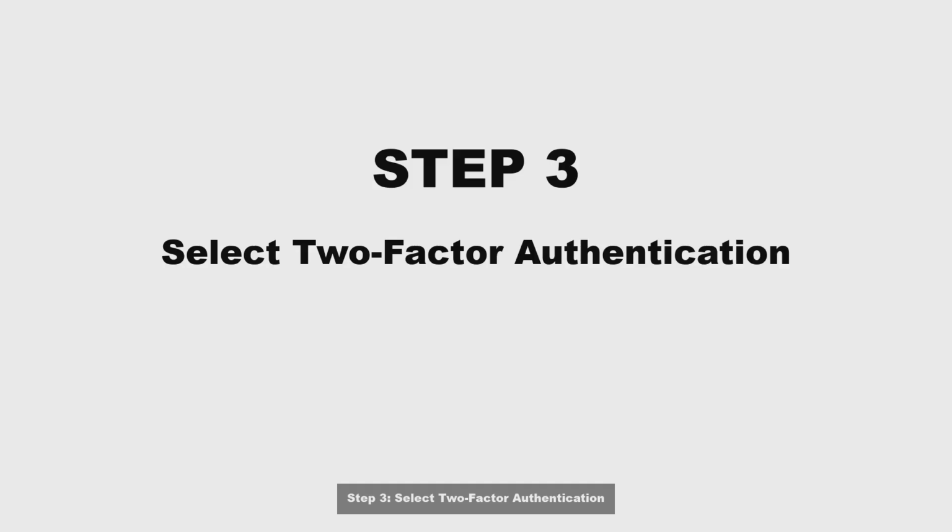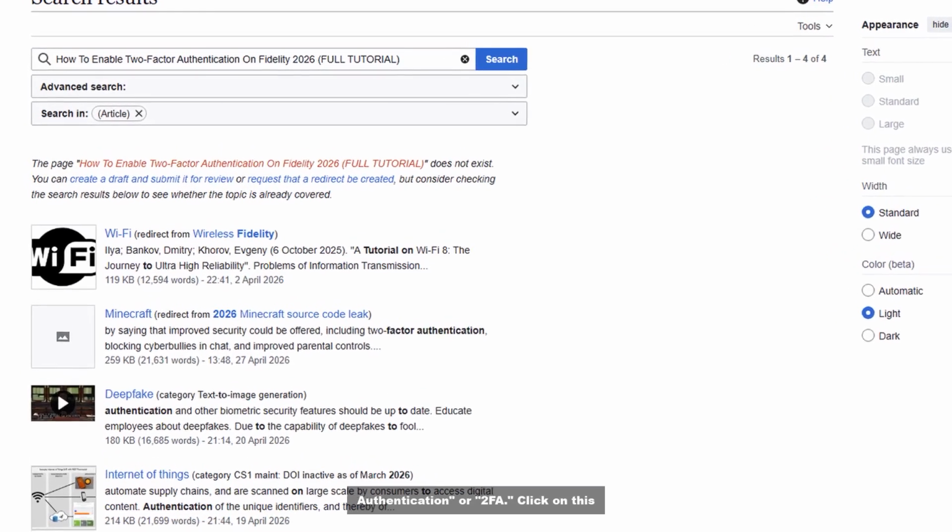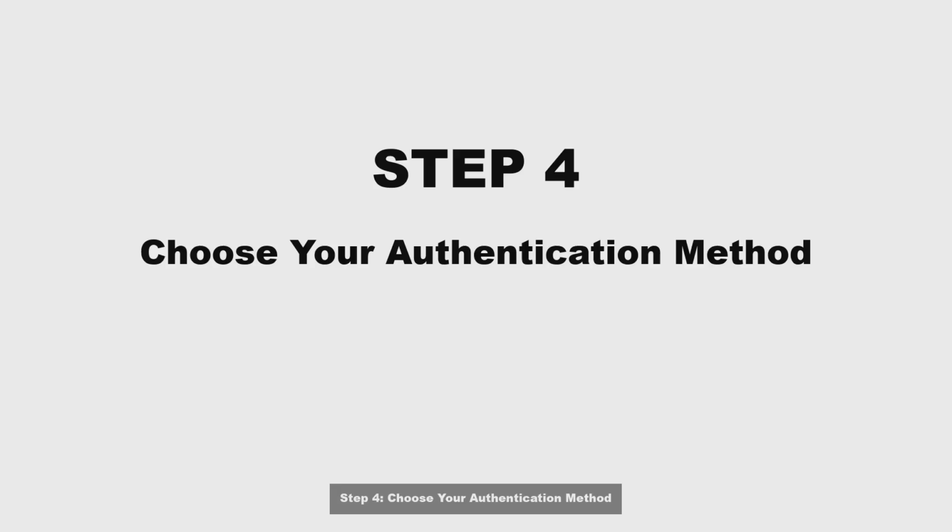Step 3. Select two-factor authentication. Look for the option labeled two-factor authentication or 2FA. Click on this option to begin the setup process.